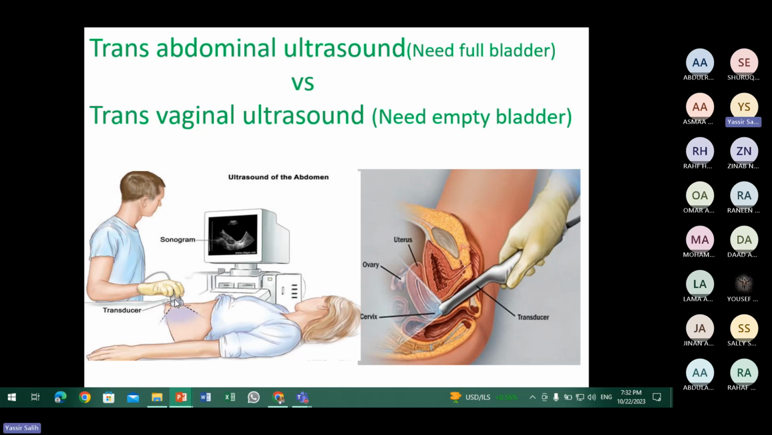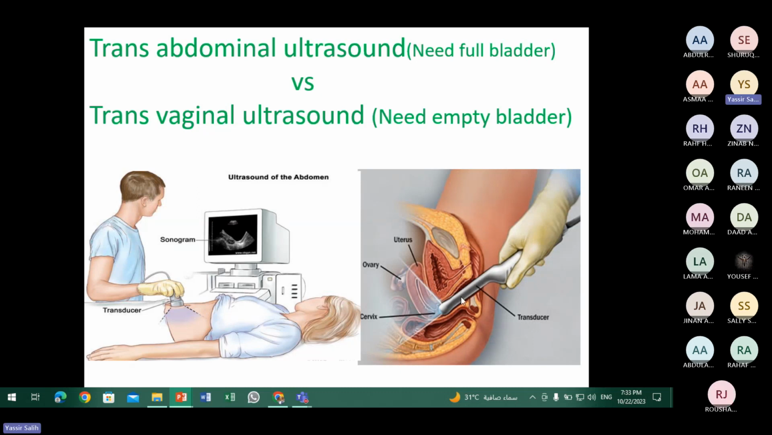The operator puts the transducer in the pelvis to look at the female reproductive system, the uterus and the ovaries and the vagina. And the other ultrasound technique is transvaginal ultrasound. Also, this is a probe. Look at the probe in this technique. The probe is designed to be inserted through the vagina. So this is transvaginal ultrasound. This probe should be inserted through the vagina to assess the uterus and the fallopian tubes and the ovaries and all other pelvic structures.